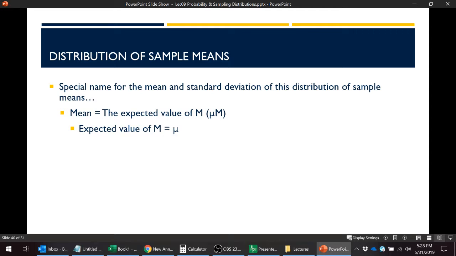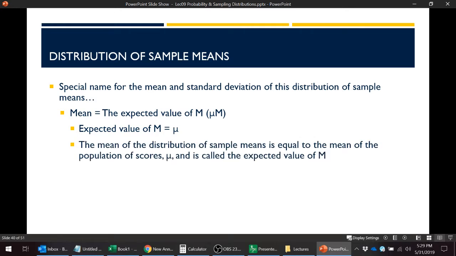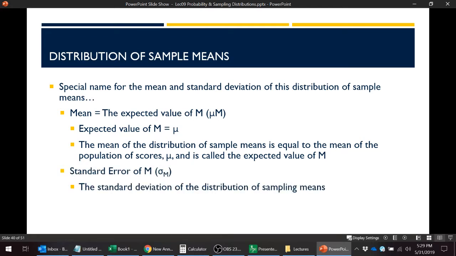Now, what would a theory be without a few special names? The mean of the distribution of sample means has a special name. It's called the expected value of M. The next special name that we need to be aware of with the central limit theorem is the standard error of M. This is really just the name for the standard deviation of the distribution of sample means.